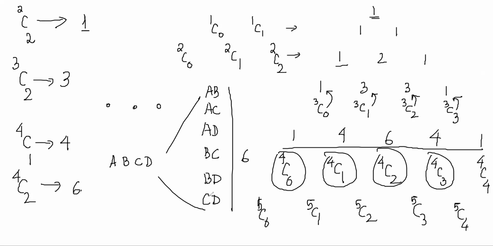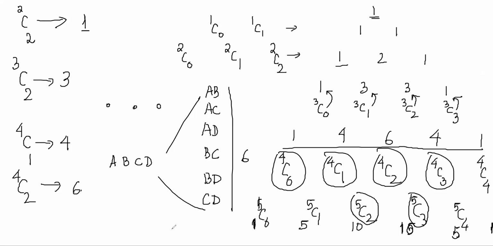5C5 will be 1. 5C0 is also 1. 5C1 is 5. 5C2 is 10. This is 5. This is 1. This is 5. No, no, I have made a mistake. Oh, no, this is 10. This is 5, and this is 10, 10, 5. 10, 10, 5 it is, because 5C2 and 5C3 are the same.